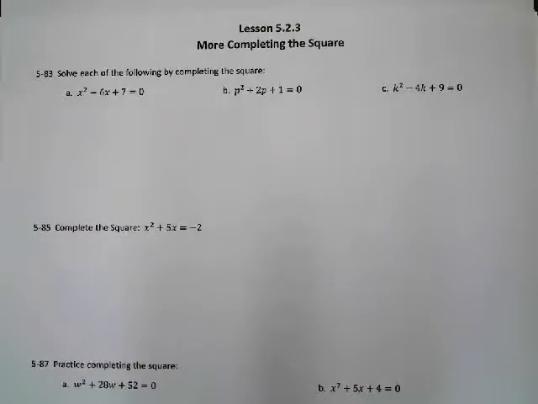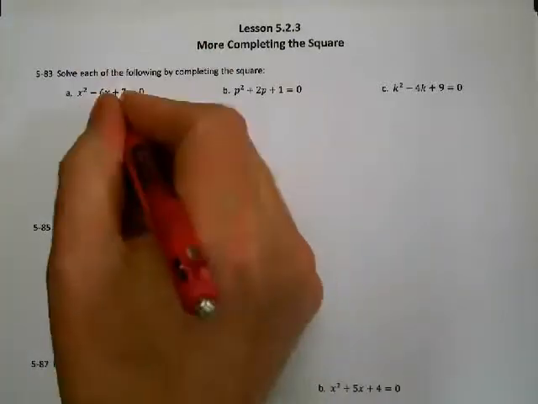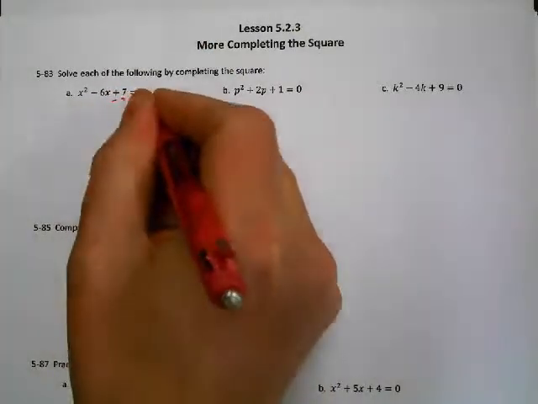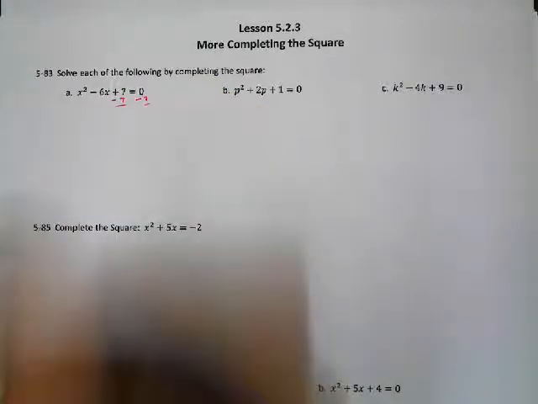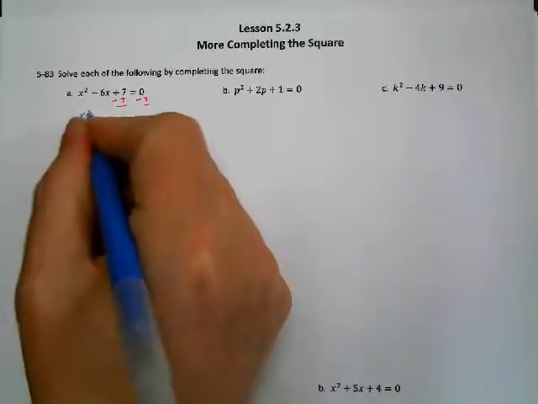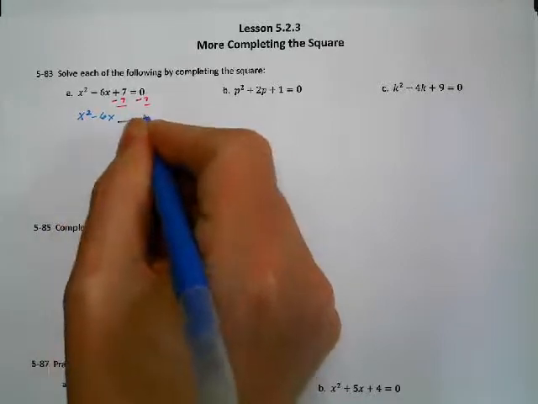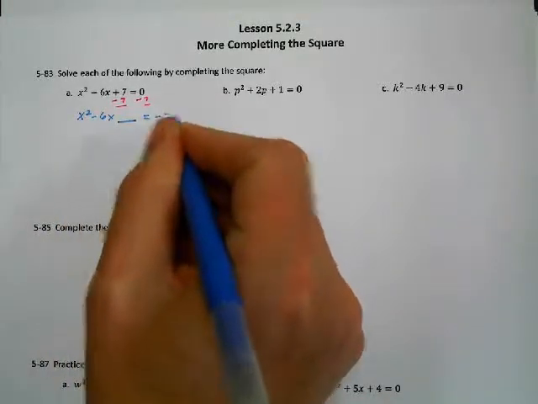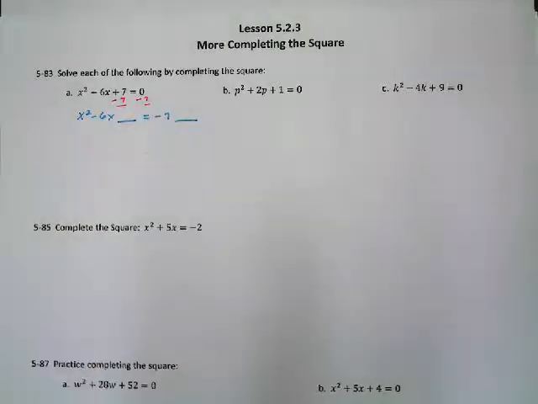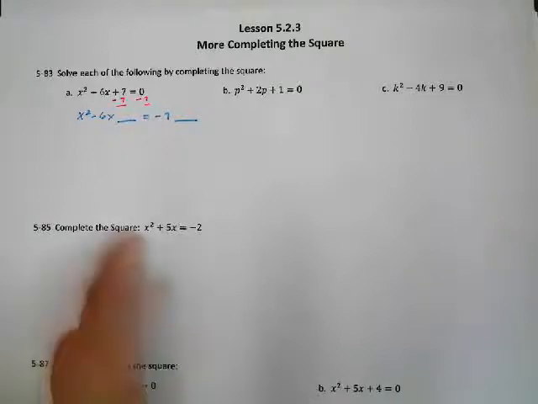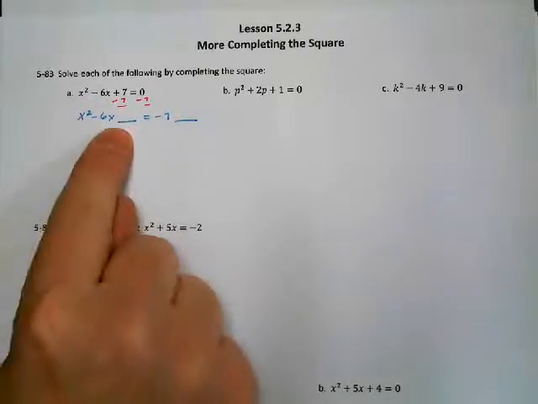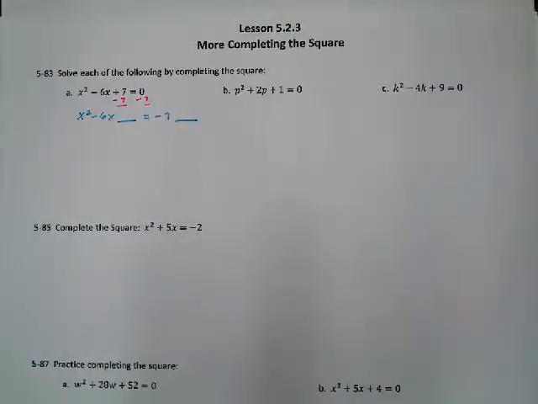It's not isolated. So I'm going to start by subtracting 7 from both sides. So subtract 7 from both sides. I get x squared minus 6x. I'm going to leave a blank right here. We're going to see why in a second. I'm going to leave a blank right here. Okay, our next step in completing the square is to find out which number will complete the square over here on this side. And then we add that number to both sides.